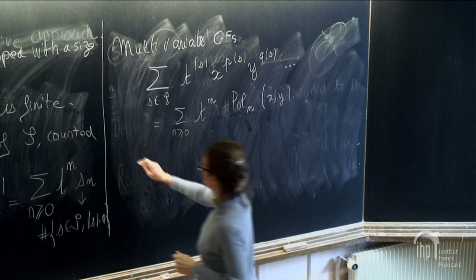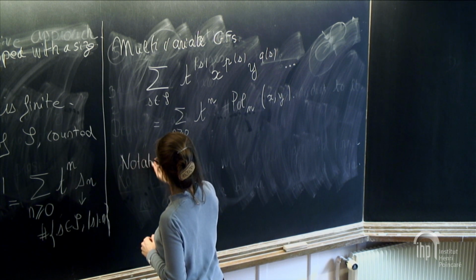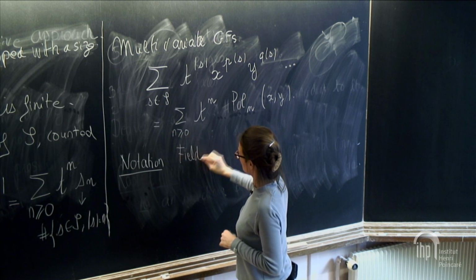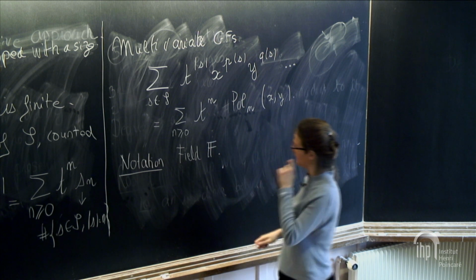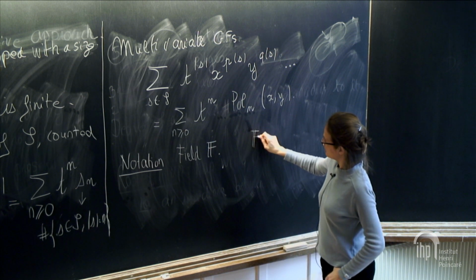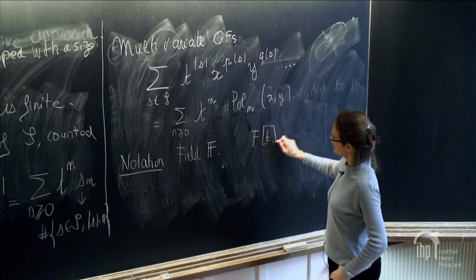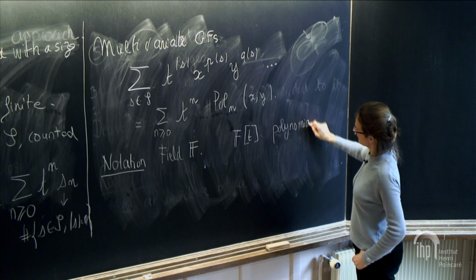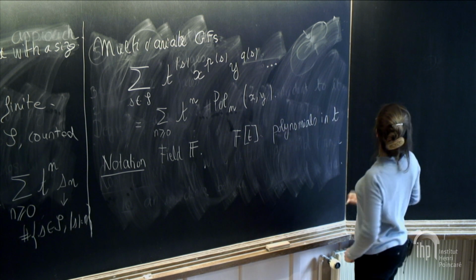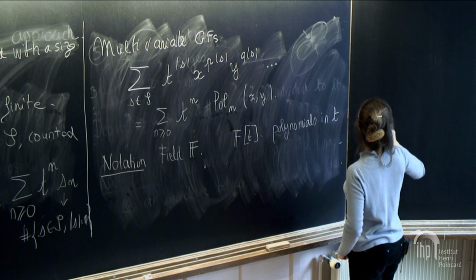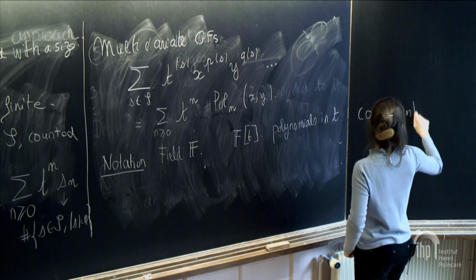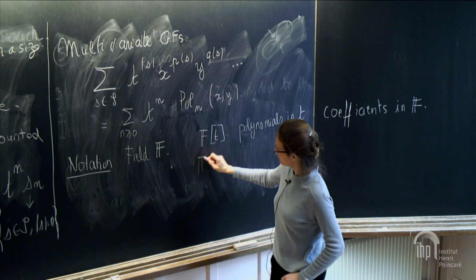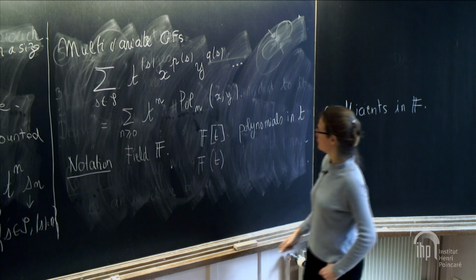So some notation. If I have some field of coefficients, say F, what I denote rather classically F[t] is the ring of polynomials in t with coefficients in F. I will also use this notation for rational functions.